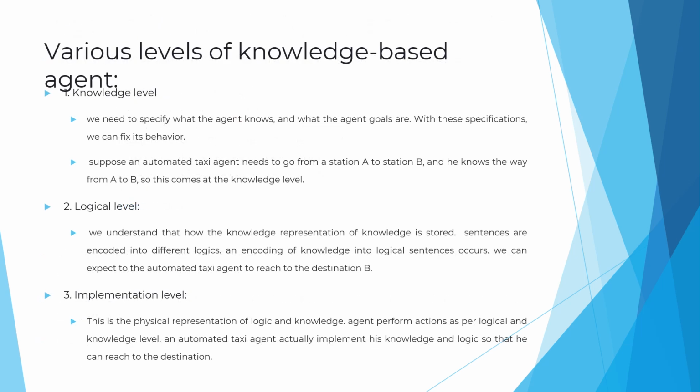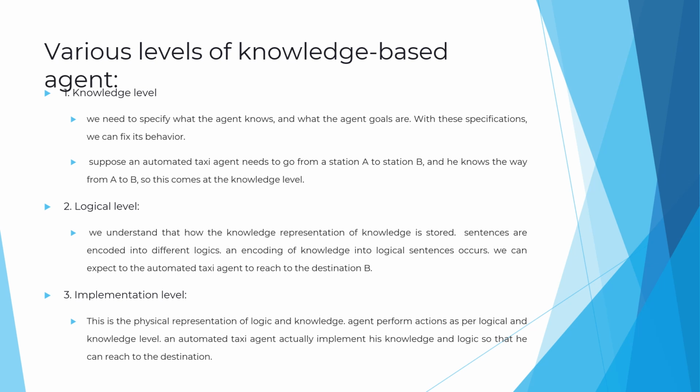Now we are going to see various levels of knowledge-based agent. A knowledge-based agent can be viewed at different levels. First level, knowledge level. Knowledge level is the first level of a knowledge-based agent. In this level, we need to specify what the agent knows and what the agent's goals are. With this specification, we can fix its behavior.